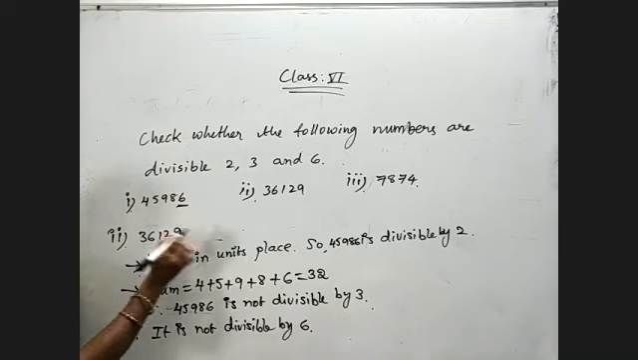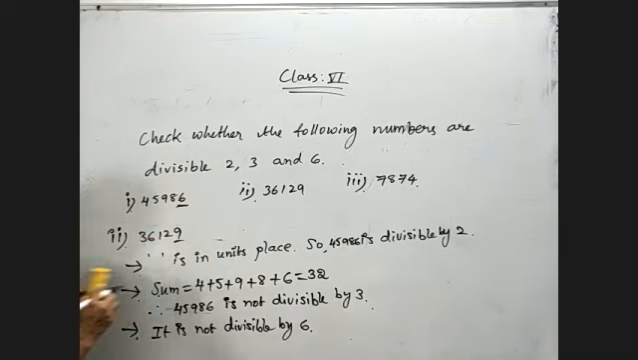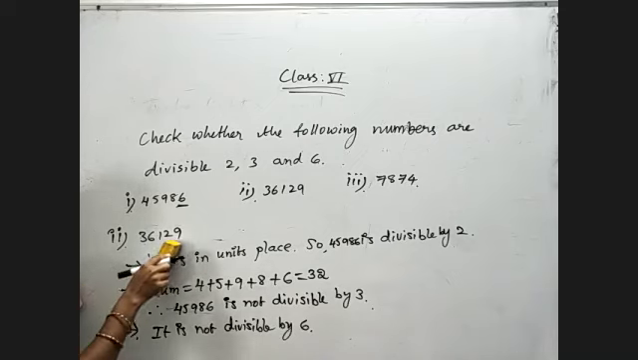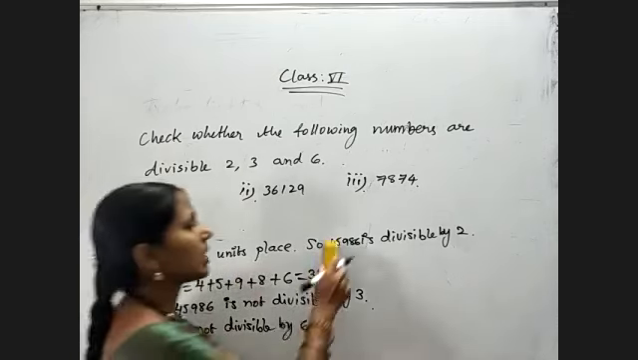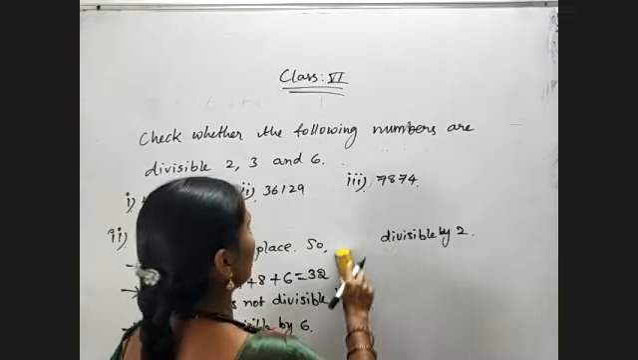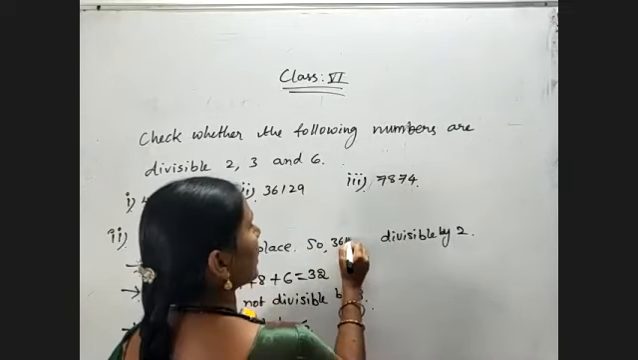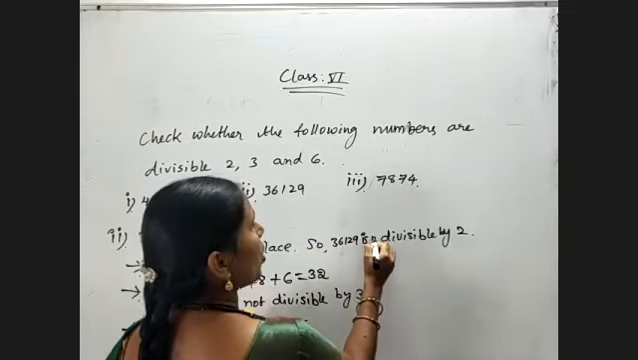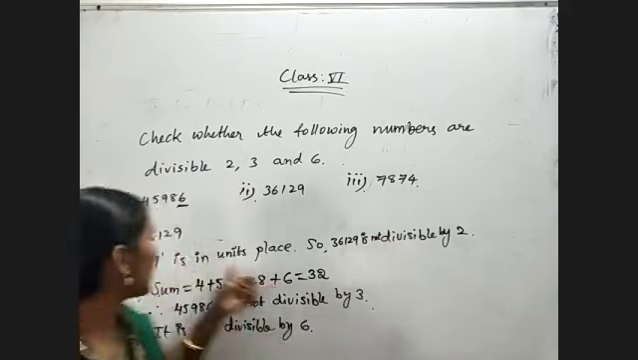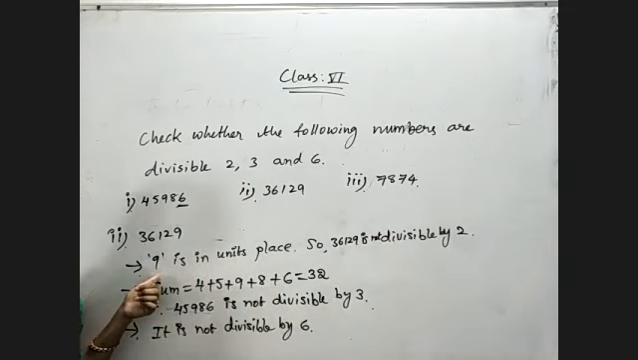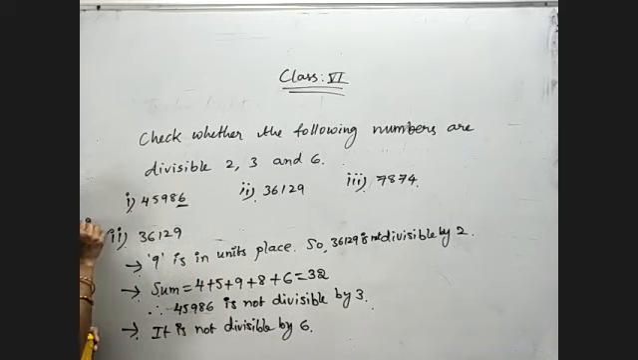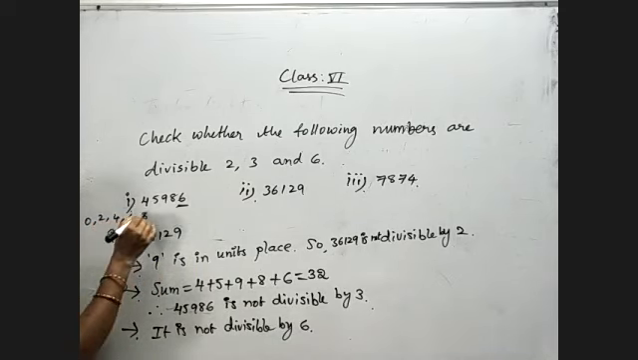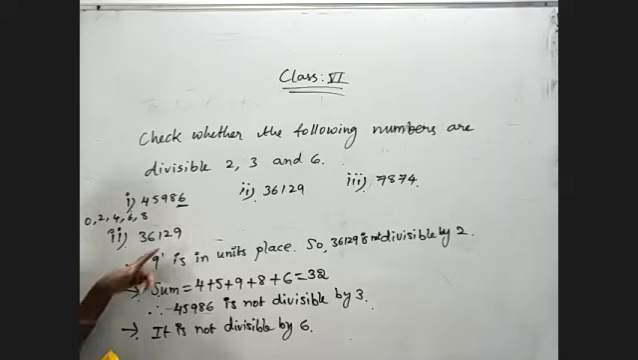36,129. So what is the unit digit? 9. So 9 is in its unit place. Is the number divisible by 2? 36,129 is not divisible by 2 because we have 9 in the unit place. If we have 0, 2, 4, 6, 8, then only it is divisible by 2. But here we have 9, so it is not divisible by 2. And what is the sum of the digits? Find out.